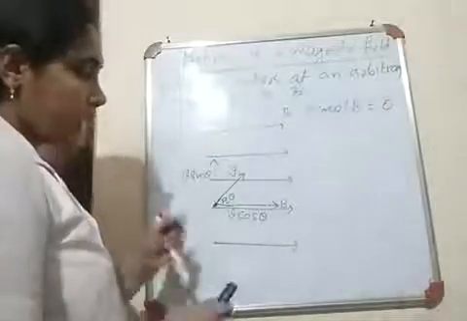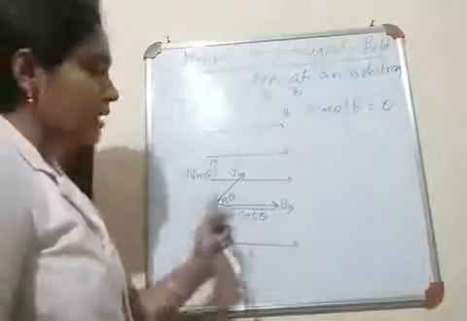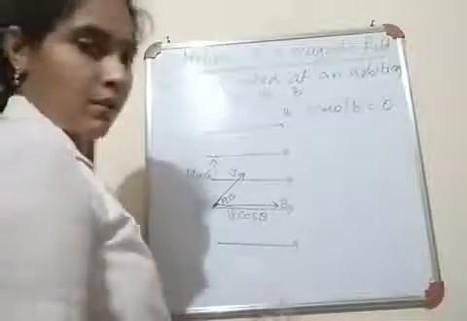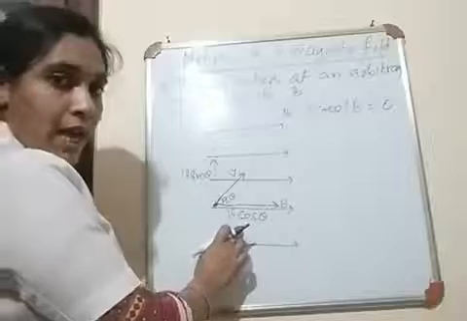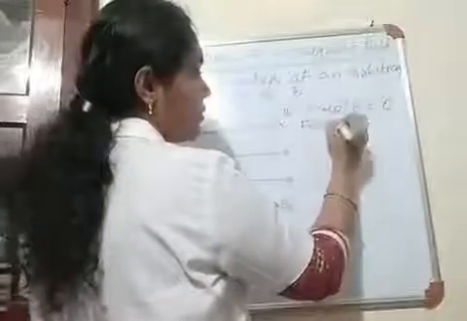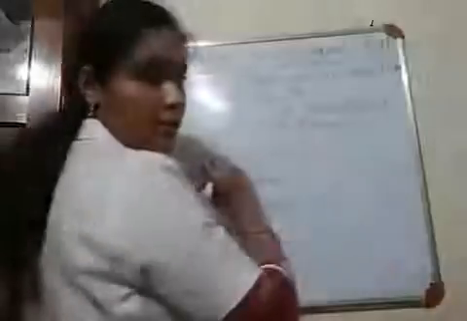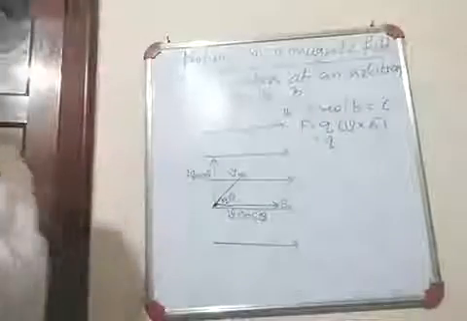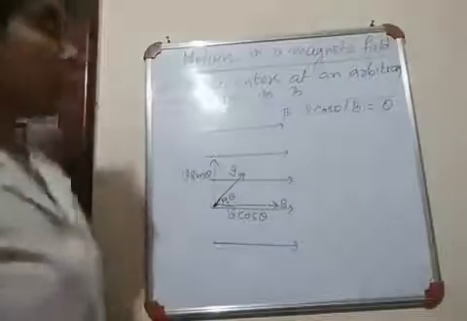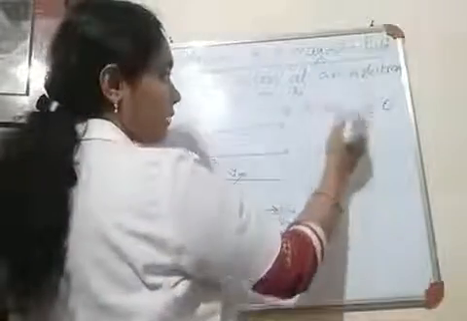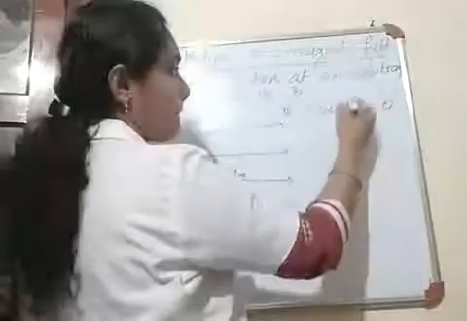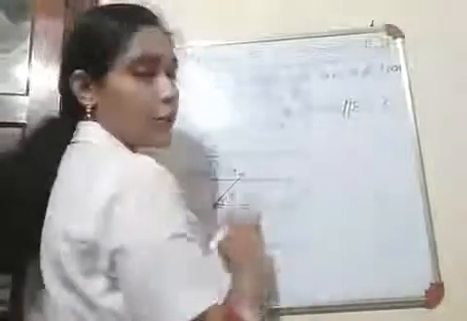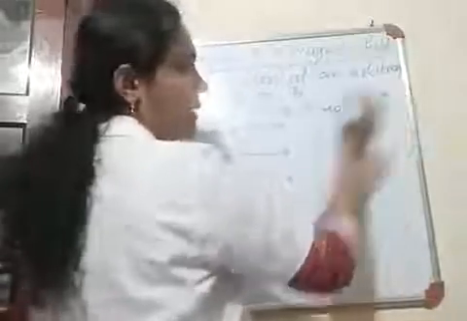Now, for this component, what will be the force? What will be the force due to this parallel component? So force F is equal to Q into V cross B. Here V cos theta is parallel to B. So the angle between them will be 0.